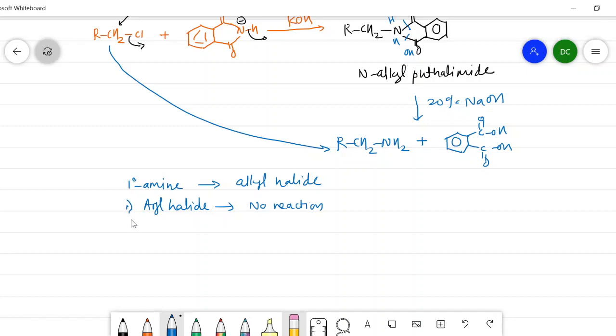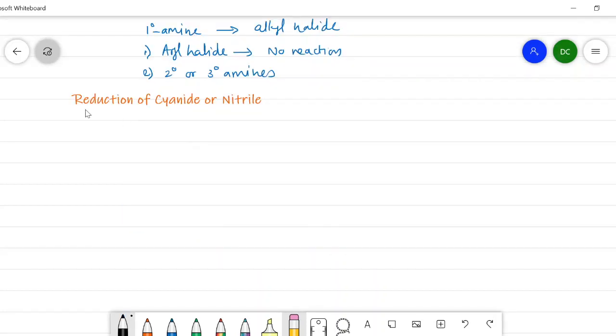The second disadvantage of Gabriel synthesis is that secondary or tertiary amines cannot be prepared by using Gabriel synthesis. So in this way, primary amines can be prepared by using Gabriel synthesis from alkyl halides only. Now we will see the reduction methods by which we can prepare amines. First of all, we see the reduction of cyanide or nitrile.